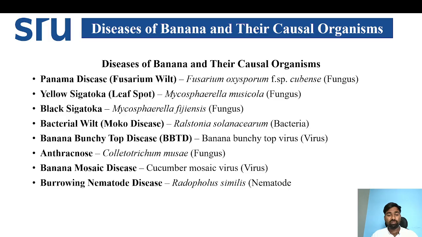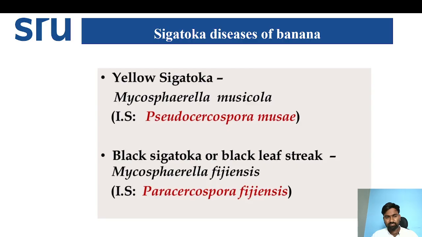Then banana bunchy top, a very important viral disease in banana, caused by banana bunchy top virus. Then anthracnose, which causes disease on the fruits or banana bunch, caused by Colletotrichum musae. Then banana mosaic disease, caused by cucumber mosaic virus. Then the banana burrowing nematode, a very important nematode pest in banana, Radopholus similis.